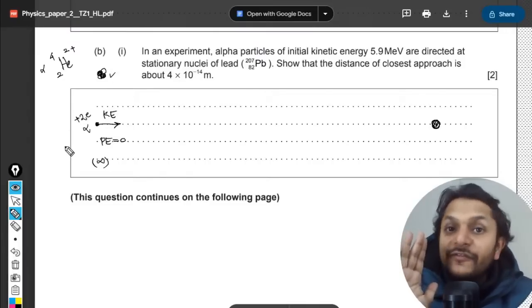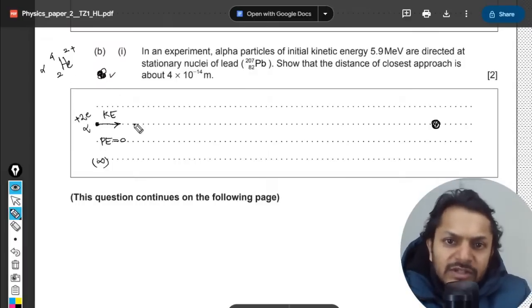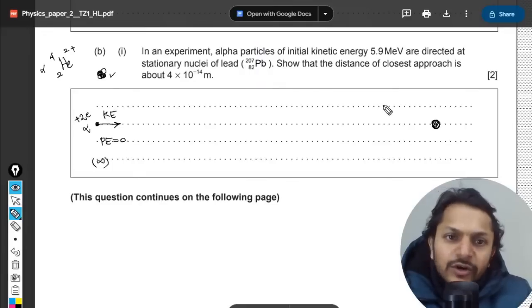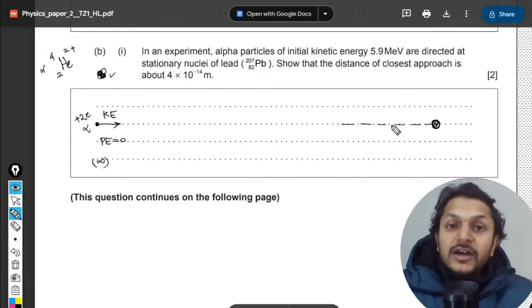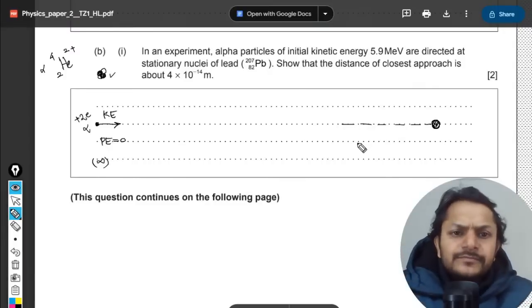This is called alpha, or you can call it helium nucleus. It has a charge of 2 plus and is coming towards the nucleus. It has only kinetic energy and potential energy 0. Let us say it is directed directly towards the nucleus, going to hit head on, along the central line.